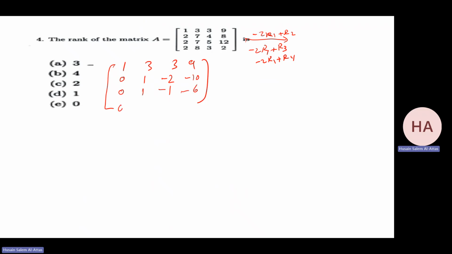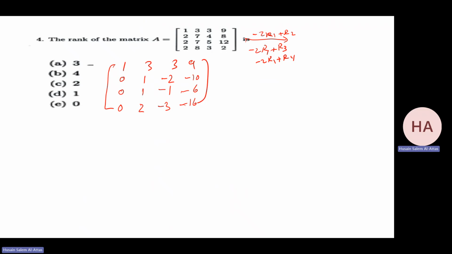Now minus 2 and add, that will be 0. Minus 2 and add, that will be 2. Minus 2, minus 6 plus 3, that is minus 3. Minus 2, minus 18, that will be minus 16. Not sure how things will go.